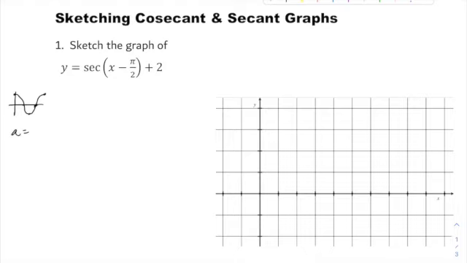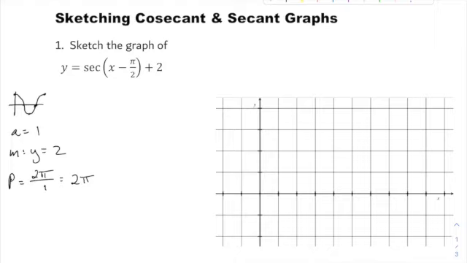The amplitude of this is 1. The midline is y equals 2. That's the middle of the graph. The period is 2 pi divided by b, whatever is being multiplied to x. And in this case, that is just 1. So 2 pi. I've not changed the period. No horizontal compression or stretch.